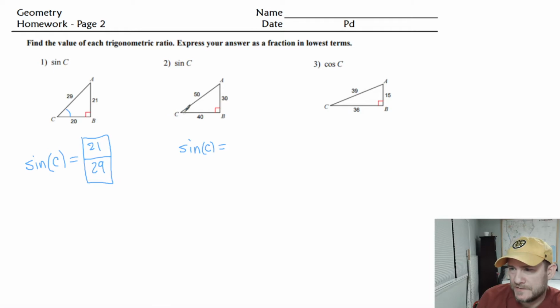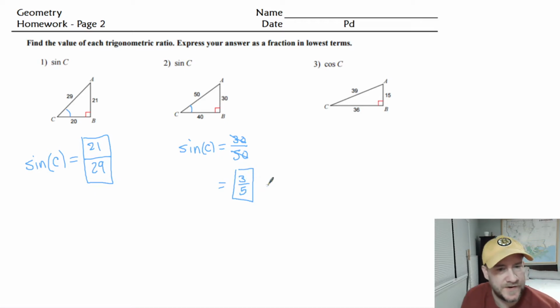But in this triangle, here's C. The opposite side is 30. The hypotenuse is the 50. Now this time both of these numbers are divisible by something. They're both divisible by 10. So dividing by 10 gives 3 over 5. So you must reduce your answer to simplest form, or you're going to lose partial credit when you take your quiz. But that's it. There's two examples of sine. Now this one switches gears and wants cosine.